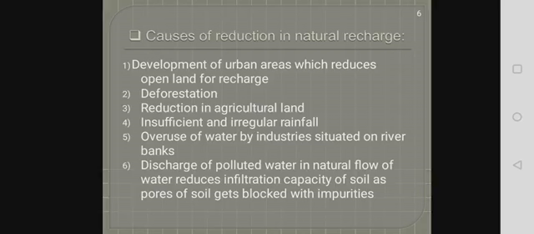And last, recharge of polluted water in natural flow of water reduces the infiltration capacity of soil, as pores of soil get blocked with impurities. The industries discharge polluted water in natural flows. In polluted water, different solid pollutants and solid particles are present, and these solid particles block the pores of the soil. That's why the percolation of water through the soil decreases. These are the causes of reduction in natural recharge.